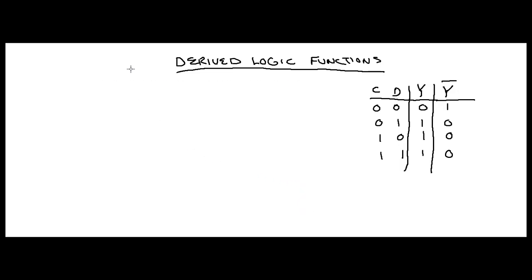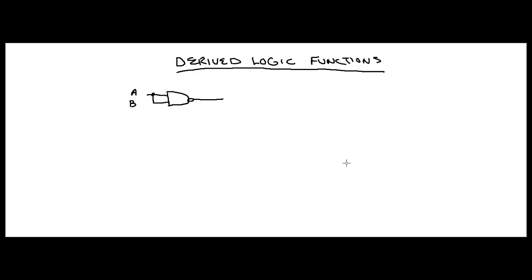So, let me ask you this question. Here's your A and your B, okay? But you see the B is connected to A, right? So, let me just pull that out of here. If your B is connected to A, what's Y going to equal? This is simply going to be A bar, right?